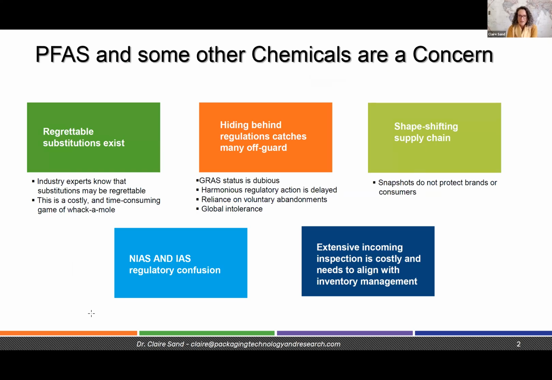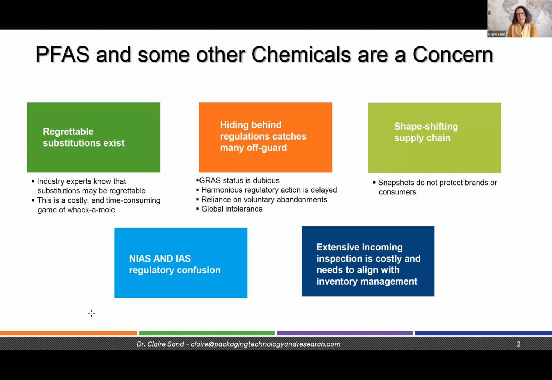One of the things he mentioned is the whole whack-a-mole, and regrettable substitutions do exist. This is where we're finding ourselves. PFAS is just some of the chemicals of concern. What we find ourselves doing in industry is switching out from something like long chain PFAS to short chain PFAS, and then whoops, we find out that short chain PFAS are an issue. That's happening with other chemicals as well, so we'll talk through some solutions.